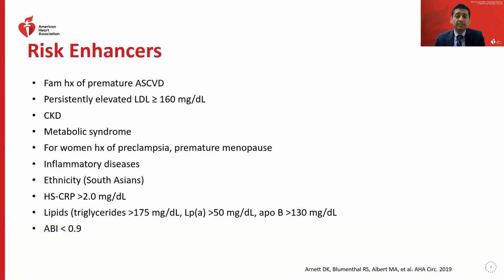Inflammatory diseases, ethnicity, South Asian ethnicities in particular have a higher risk, and then certain biomarker patterns. So elevated high sensitivity CRP, looking at their lipids, high triglycerides greater than 175, an LPA or lipoprotein A greater than 50 milligrams per deciliter, an ApoB greater than 130. And of course, if they've had ankle brachial indexes, those that are less than 0.9, those are extremely important.